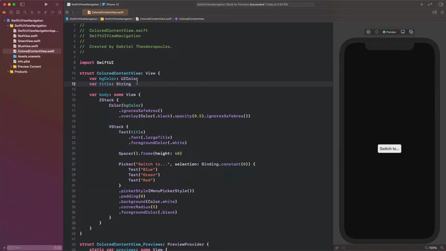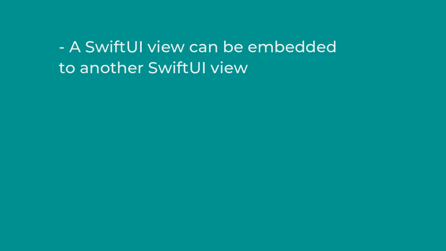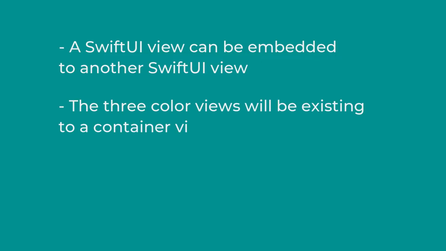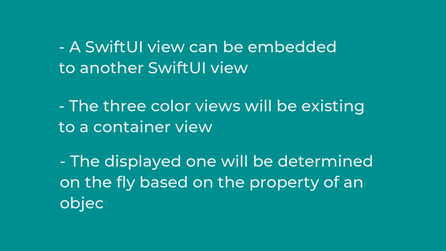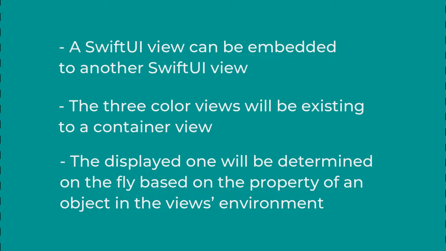Now that I've shown what I currently have and what I want to achieve, let's see how I can make it happen. The main idea behind what I'm going to demonstrate lies in the fact that any SwiftUI view can be embedded in another SwiftUI view. Based on that, I will be containing all three color views in another container view. Which one will be displayed at any given moment will be determined on the fly depending on a special property which I will pass to the environment of the view hierarchy. Don't worry if all that sounds a bit unclear. You will see what I just described becoming real in a few moments.